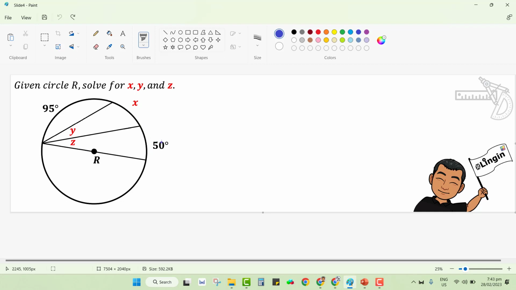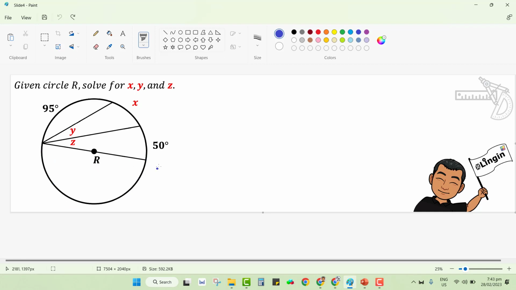One thing we also need to note is that one of the sides of the angle Z is the longest chord of the circle R, which is the diameter. Now, to solve for these variables, we need to first look into the fact that if this is a diameter, or the longest chord of circle R, it divides the entire circumference of circle R into two equal parts, what we call a semicircle from here to here and another semicircle from here to here.